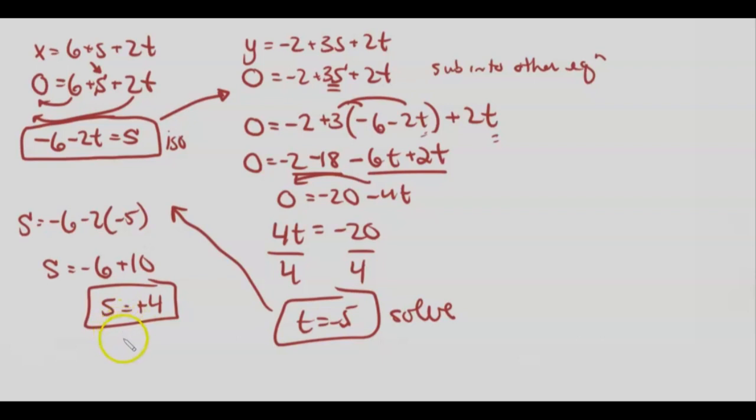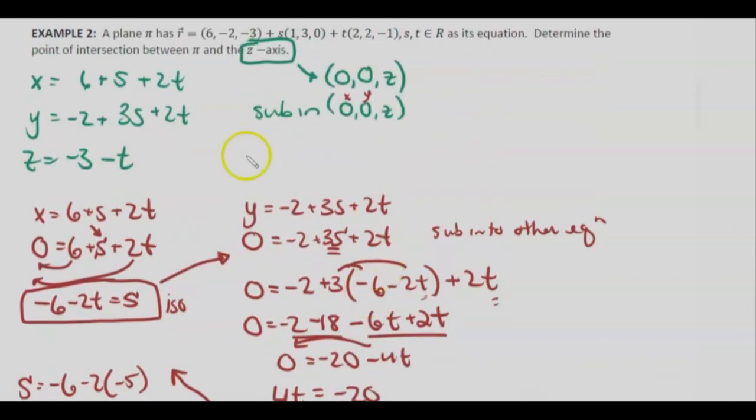Okay, so we have just solved for the parameters s and t that would allow for our equation to yield 0 and 0 for the x and the y.